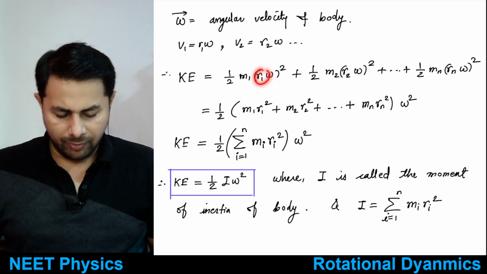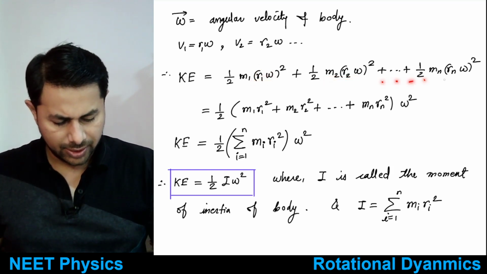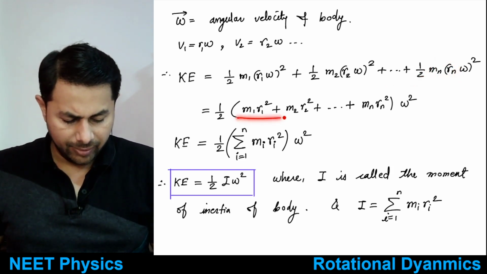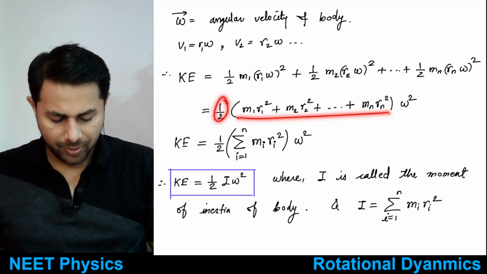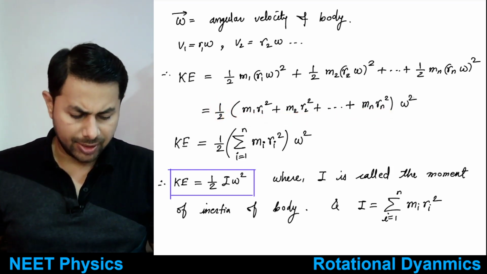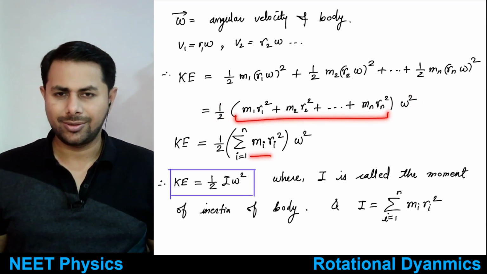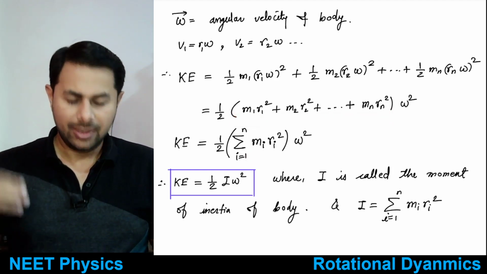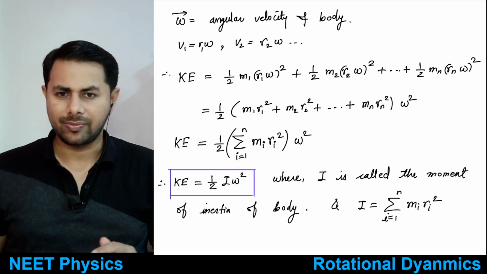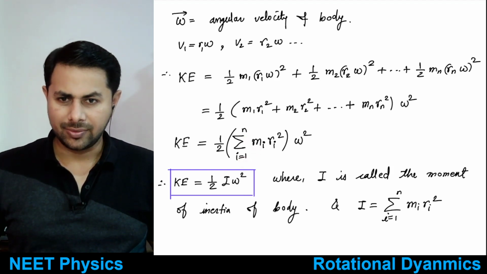So m1 r1 square from this term, m2 r2 square from this term, so on and so forth, and from the last term you get mn rn square. Okay, so you have half of m1 r1 square plus m2 r2 square plus so on and so forth up to mn rn square multiplied by omega square, and this term can be written in compact form, like summation of mi ri square, i goes from 1 to n.